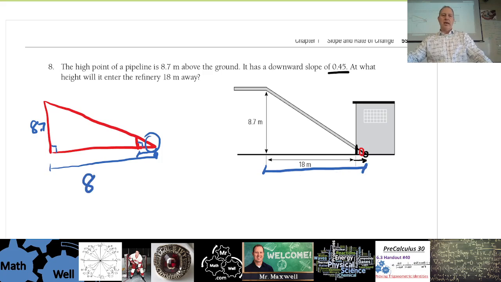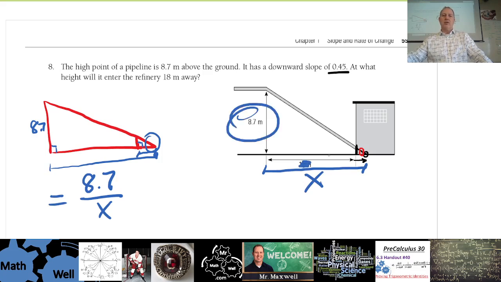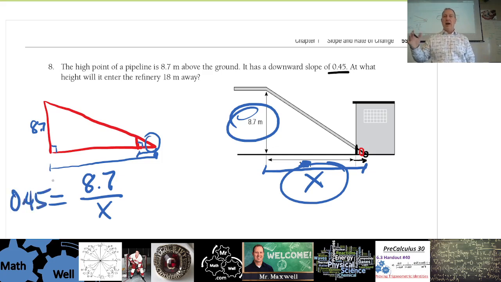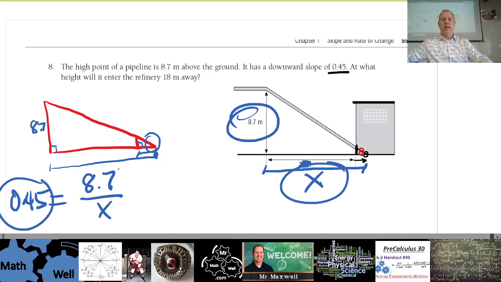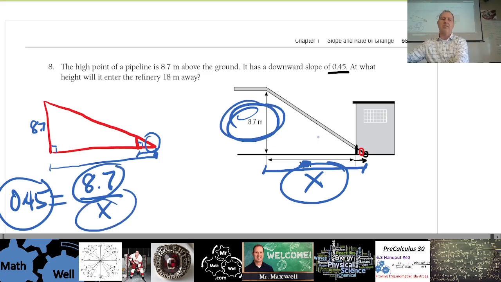So rise 8.7 over run, and let's make this big one x, okay? It's not 18, it's x. And that's going to equal the slope, right? Rise over run is the slope, so that has to equal 0.45. Does everyone see how I made an equation there with some of the information I'm given and then one missing piece? So again, the slope here is rise, which is 8.7 over run, which I don't know what that total is, but I can find that.